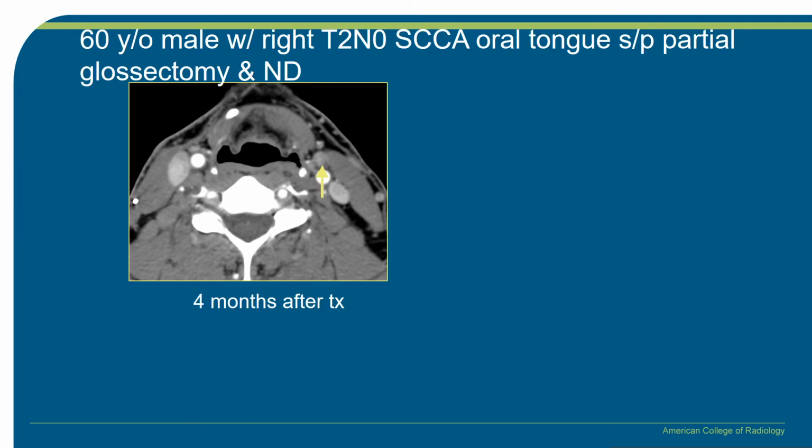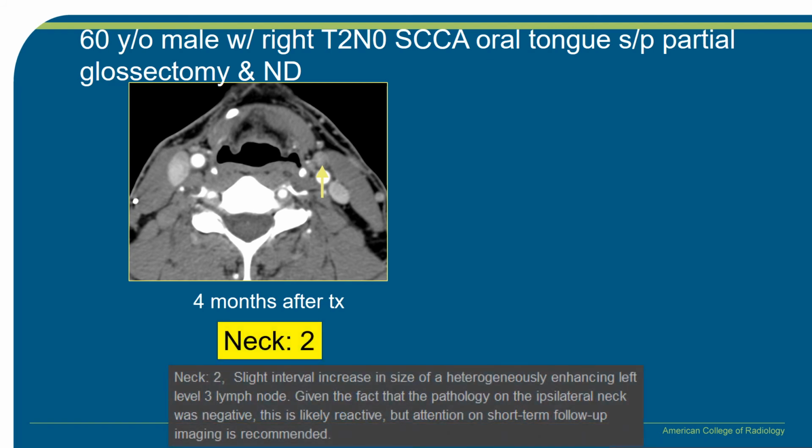This next case is a 60-year-old male that had a right-sided T2 oral tongue cancer and had an ipsilateral neck dissection that was negative. And on the very first post-treatment baseline, we see this heterogeneous left level 2/3 lymph node. The reader here gives it a NI-RADS 2, brings attention to it. I think this was a perfectly reasonable score and good discussion. Even though they thought the lymph node may be heterogeneous, it was still sub-centimeter, and the ipsilateral neck had been negative. So they wanted to get another time point, and they suggested a follow-up at 3 months.